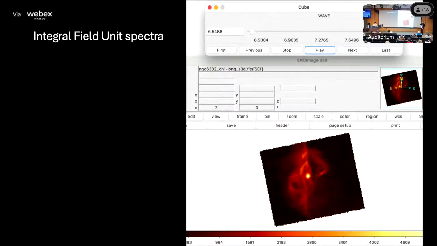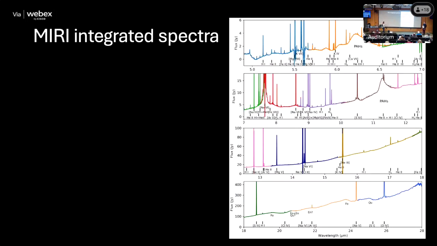I couldn't include this earlier, but this is the actual spectrum of the integrated one. So you can see so many lines. Most of these are strong ones, but including faint ones, there are nearly 200 atomic lines. So it's enormously time consuming to work on this data.